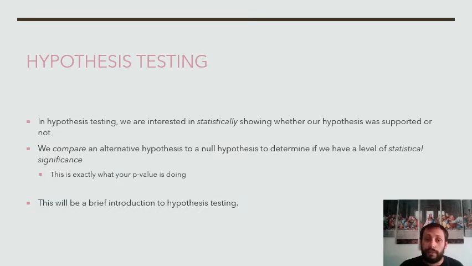What we're doing is comparing an alternative hypothesis to a null hypothesis to determine what level of significance we have. And whenever you see the term p-value, that's all the p-value is doing: comparing your alternative hypothesis to the null hypothesis and stating how likely it is that we got this result given the null hypothesis was true. If the null hypothesis was true, then what would we say? I'll go into what null hypothesis means in the next slide a little bit more.